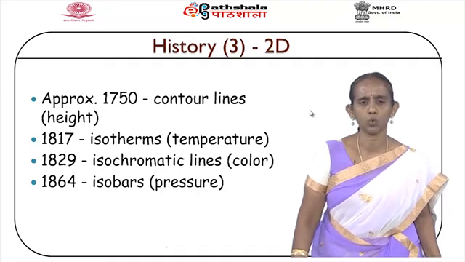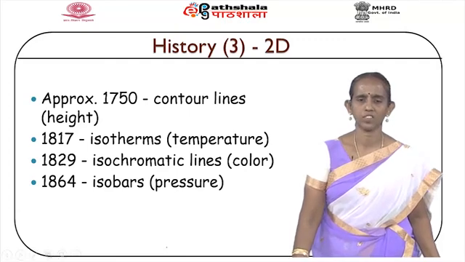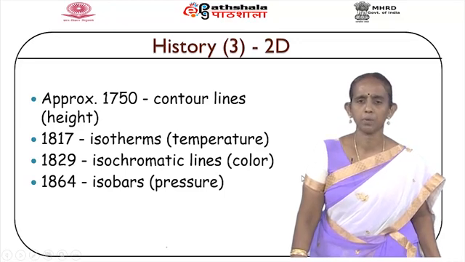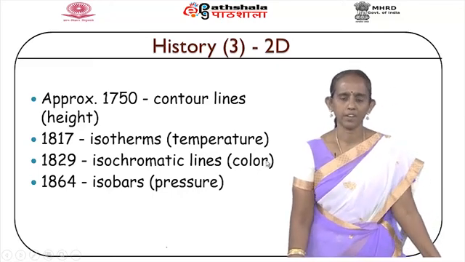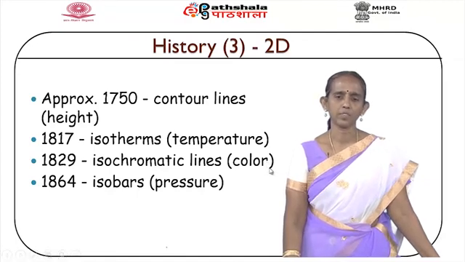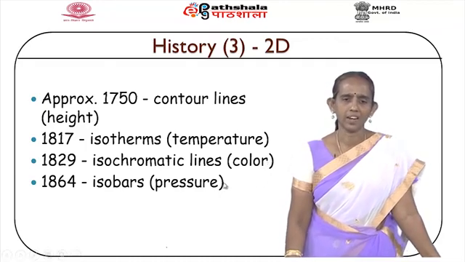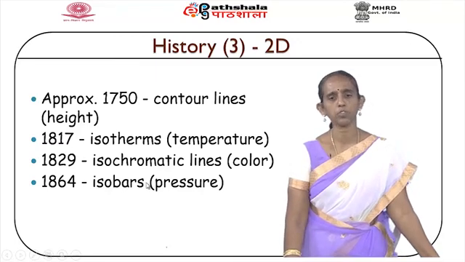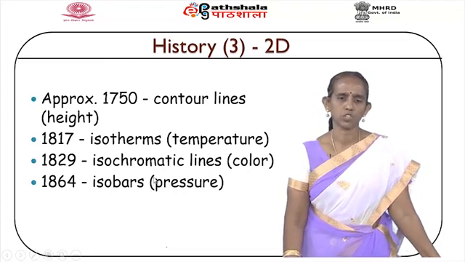Similar to that, in the year 1829, isochromatic lines were drawn. Isochromatic lines connect all the regions which have the same color information. Color can represent anything. It can represent the height, the temperature of a particular region, or any attribute related to a particular region. If similar color lines are joined together, it forms what are called isochromatic lines. Then later, isobars came into existence. These are also sets of lines which connect regions which have the same pressure information. So isobar charts were also drawn.